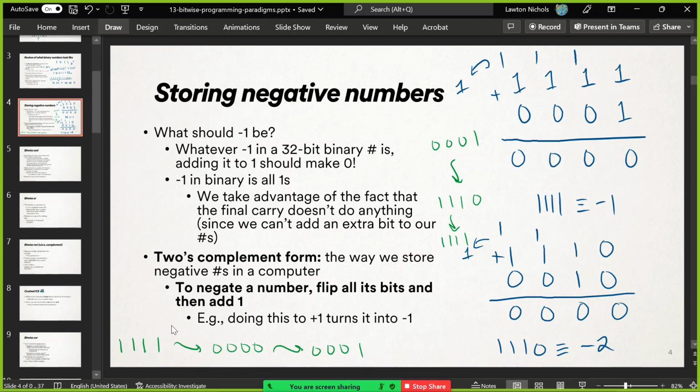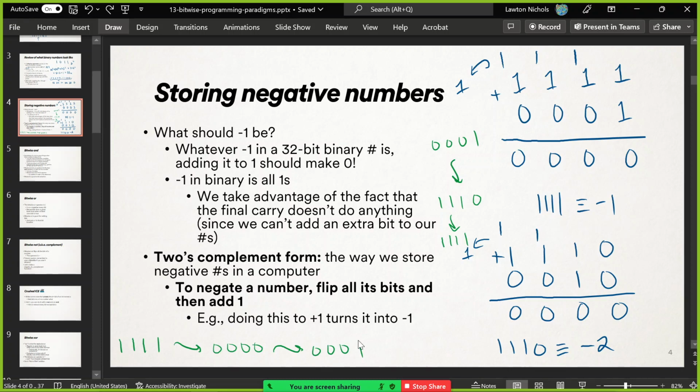Are there any questions about that? It's an interesting little process. The reason it's called 2's complement is because flipping all the bits gives you what's called 1's complement. I don't know why it's called that, though. But you add another 1 that gives you 2's complement. So that is negative numbers in a nutshell.